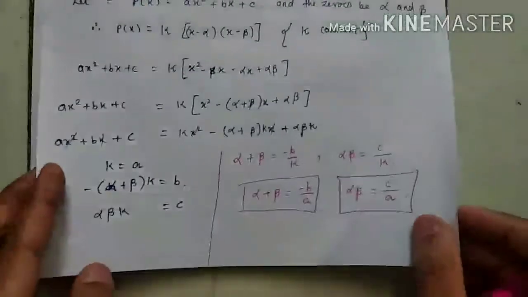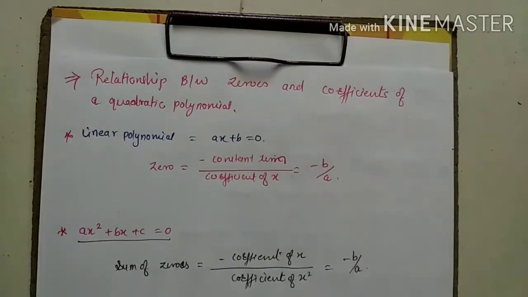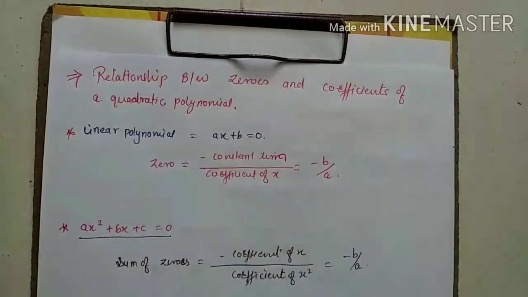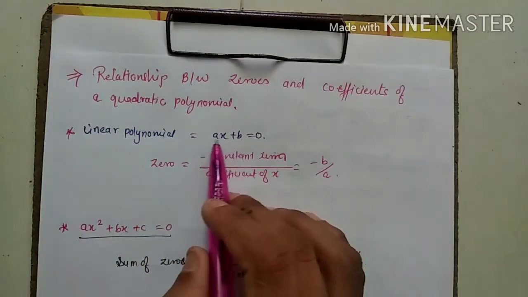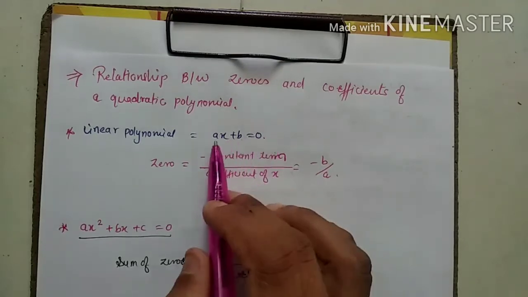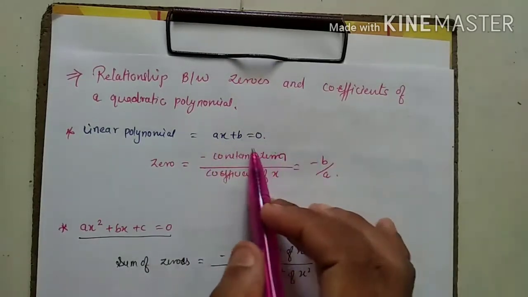The topic is the relation between zeros and coefficients of a quadratic polynomial. Here you have to state the relations. Before that you should know the relation for linear polynomials, so I am just giving you some ideas. The linear polynomial is always written like this: ax plus b equals 0. This is the perfect form, where a is any constant and x is your variable. Is it correct? So you can see here.